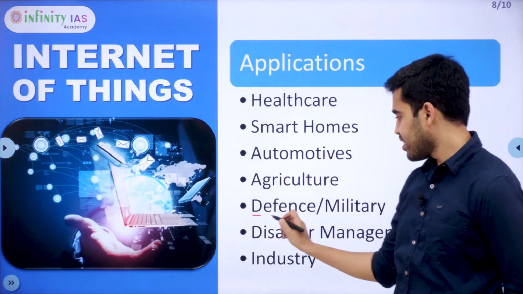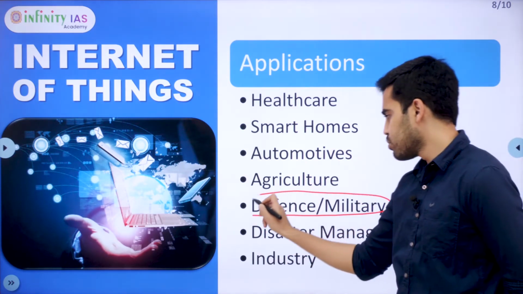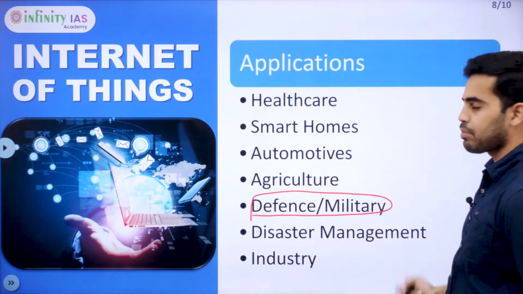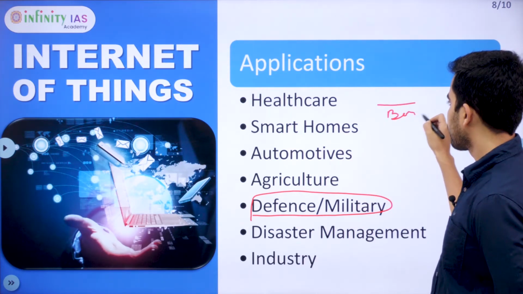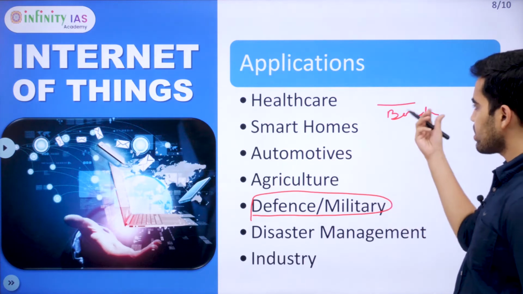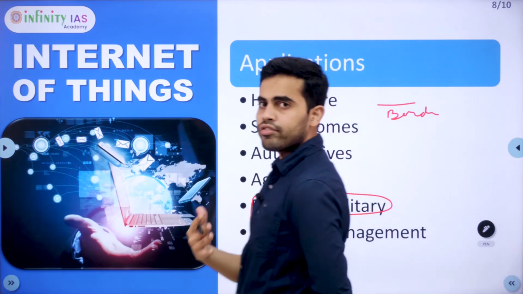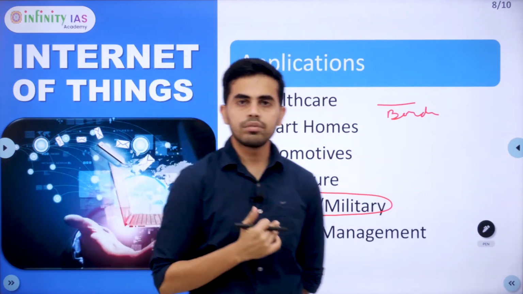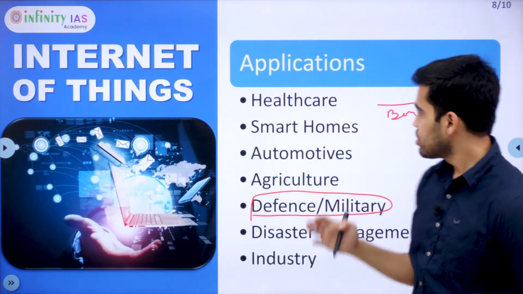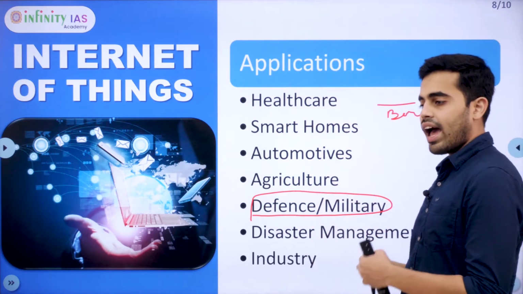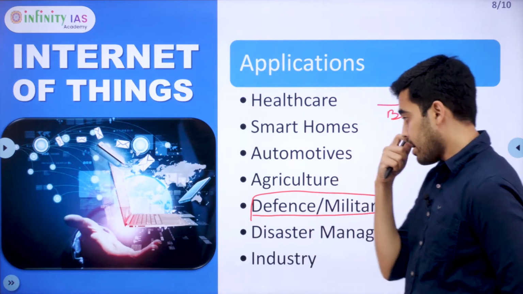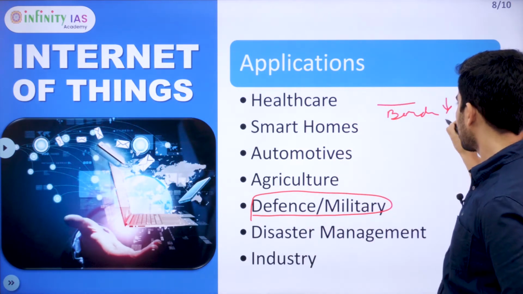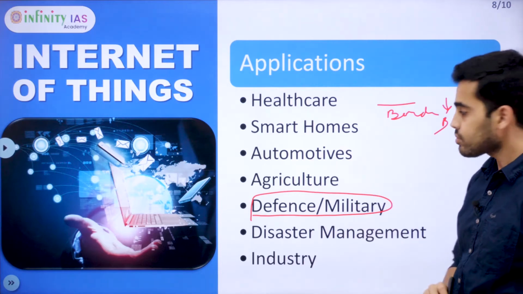Next important area where Internet of Things can be used is defense and military purpose, particularly in border management. So we can have sensors in the border that will go off when there is any movement across the border. This will reduce our dependence on having human beings or military personnel at the border. It will reduce the costs of border management.